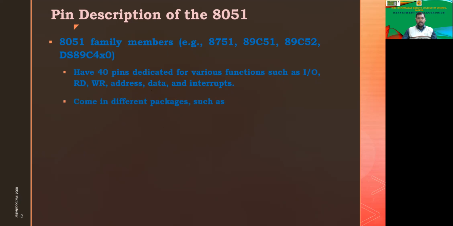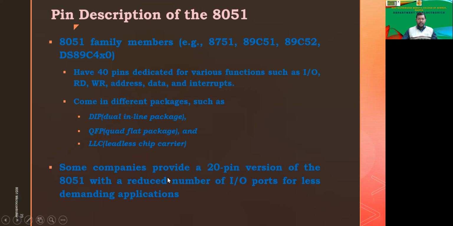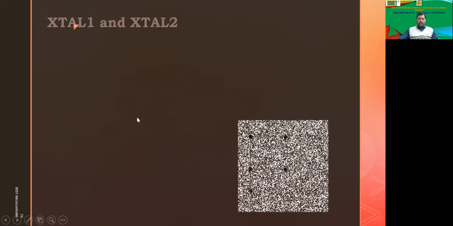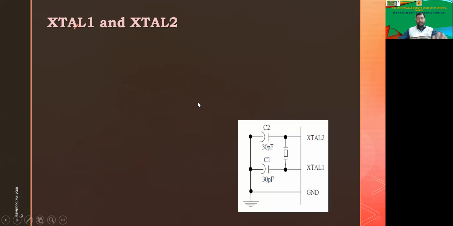Then it comes in different packages also, such as dual inline package, then quad flat package, which means square, and also in leadless chip carrier. Then some companies provide 20-pin versions of 8051 with a reduced number of input output ports for less demanding applications. So where we require only 2 input output ports, we can go for these 20-pin packages also.